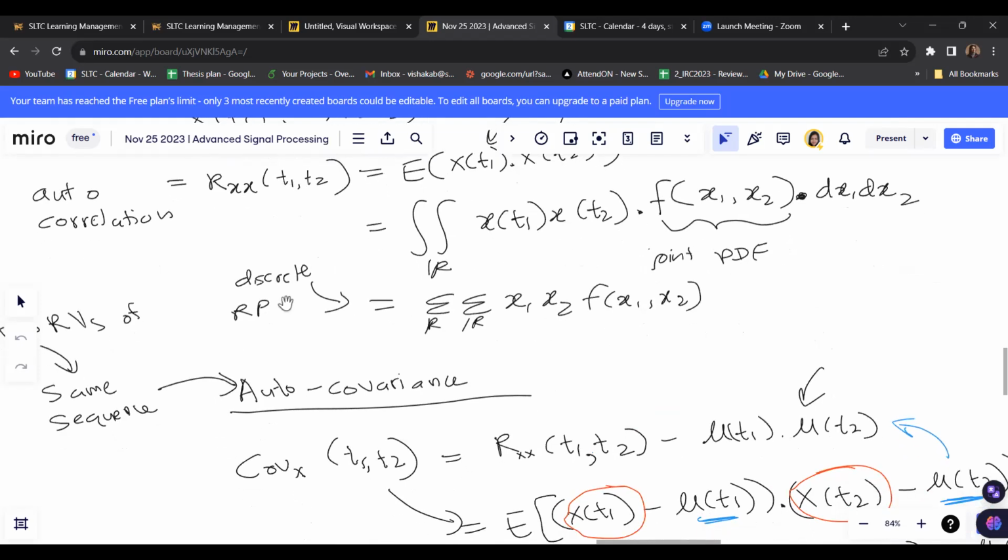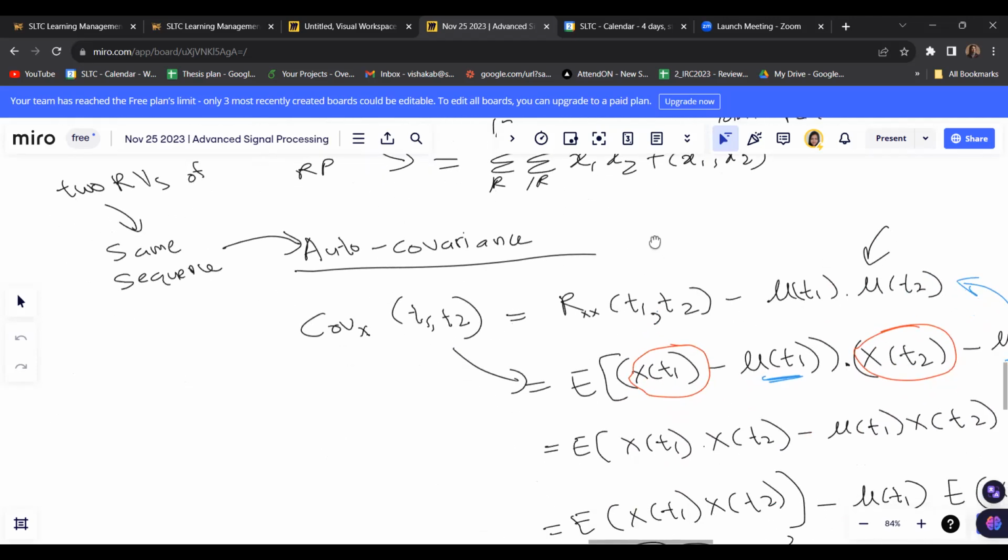For a discrete random process, you need to use a summation instead of the integration to find the value of the autocorrelation. So the function that is performed is almost the same. The only difference is using the summation instead of the integration.